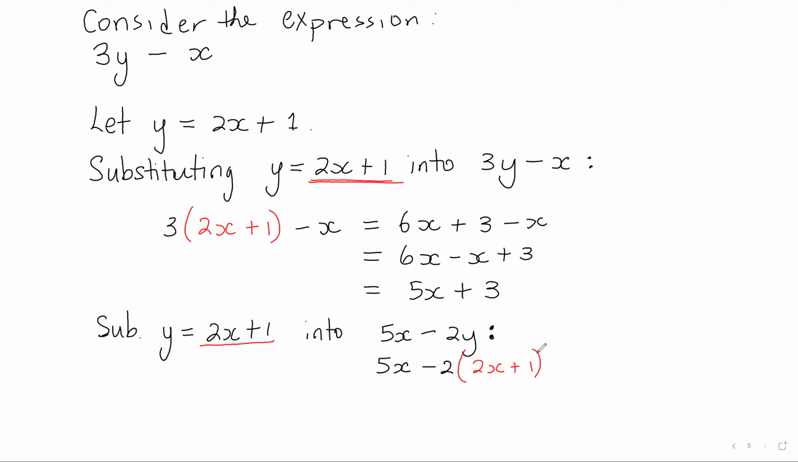And now I'm going to expand my brackets and simplify. So 5x remains by itself, nothing to do with it as yet. Negative 2 times 2 will be negative 4x. And then minus 2 times 1 is minus 2. So thankfully, my x terms are already next to each other. So I could just say 5x take away 4x, which gives me x, and then minus 2.